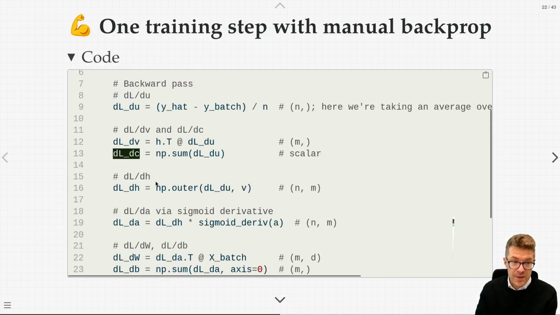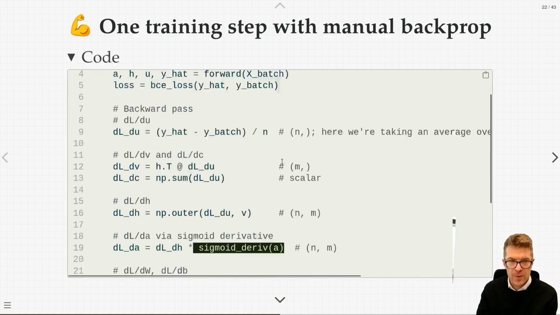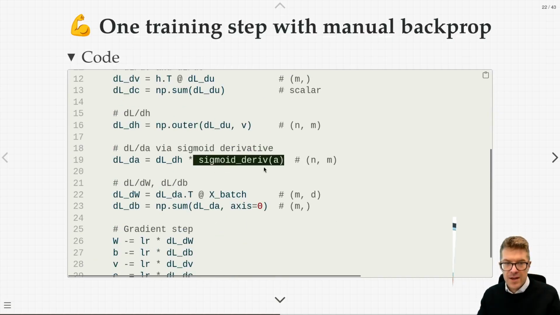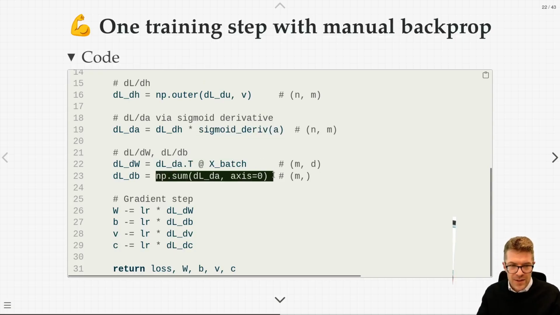We still want to keep on pushing things backwards. So what is the derivative of the loss with regards to the intermediate value h? We get this through this outer product here of dL/dU, which is over here, and V. And keep on pushing. At some point we need the sigmoid derivative, and we know how to compute that because we have that function on the previous slide. Keep pushing things back through these chain rules and these sums, and eventually we have our actual gradient step.